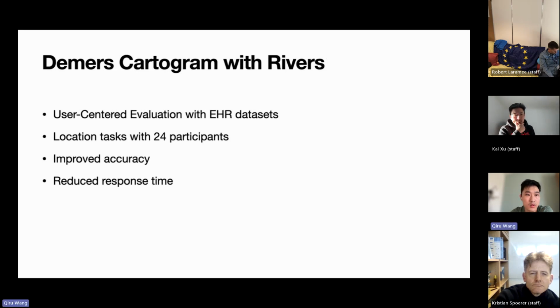In this paper, we conducted a user-centered evaluation with different EHR datasets. We designed an experiment which involved 24 participants for a location task. By location task, I mean we ask users to identify the correct location of a node by showing them features and by hiding the features as well. The result shows that Deemer's cartogram with rivers, or use of rivers, actually improved the accuracy of location tasks with reduced response time.